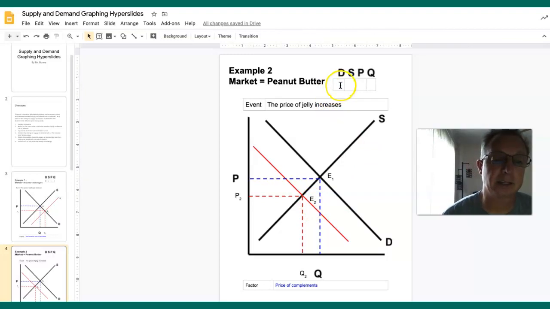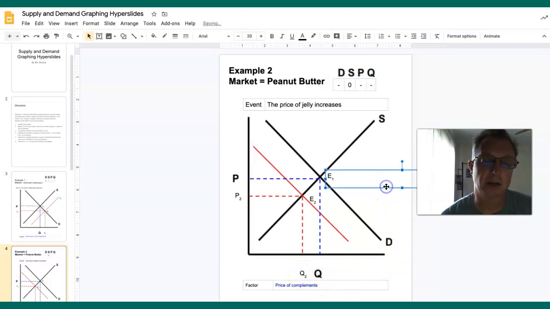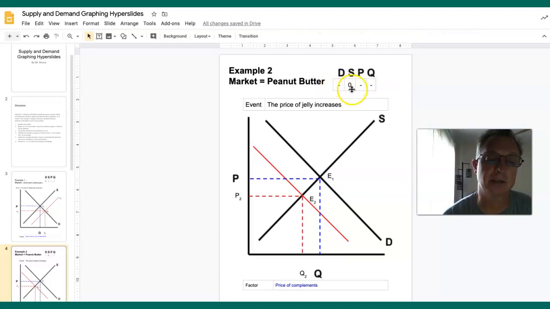Okay, next is we know we move the demand curve. Which way did we move it? Moved to the left. So that's a minus. So you put minus in there. Did we move the supply curve? No. We put a 0 for no movement. And then you can see the relationship between the old price and the new price. So price went down. That's a minus. And we're going to put down Q versus Q2. That is also minus. So our final answer for this is minus, 0, minus, minus. And that's how it's done.